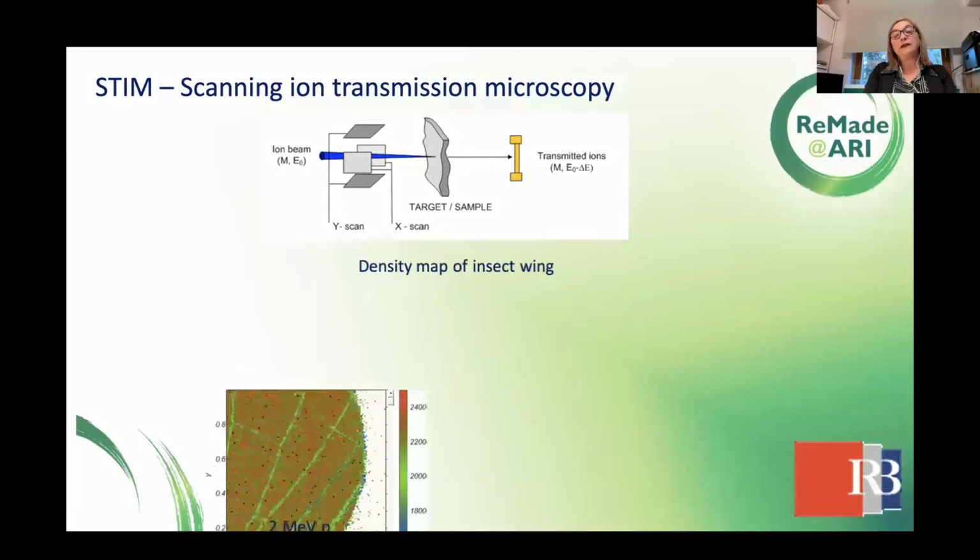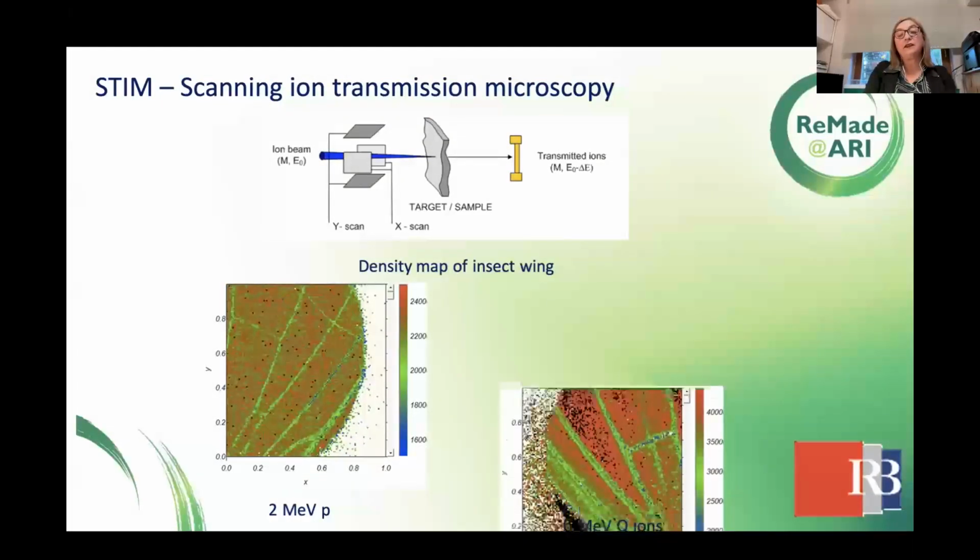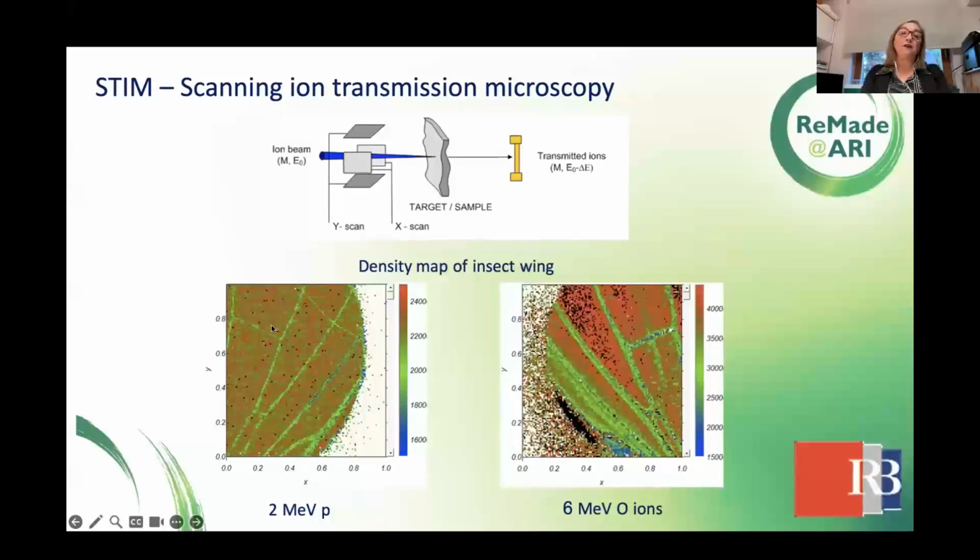So here is one density map of an insect wing, which was done, in the first case, with 2 MeV protons. And in the second case, this STIM was applied to the same sample at a different place, but with 6 MeV oxygen ions. So you immediately see that better contrast is obtained with oxygen ions, because heavier ions leave more energy per unit path, and you can get better contrast information if you use heavier ions in STIM.